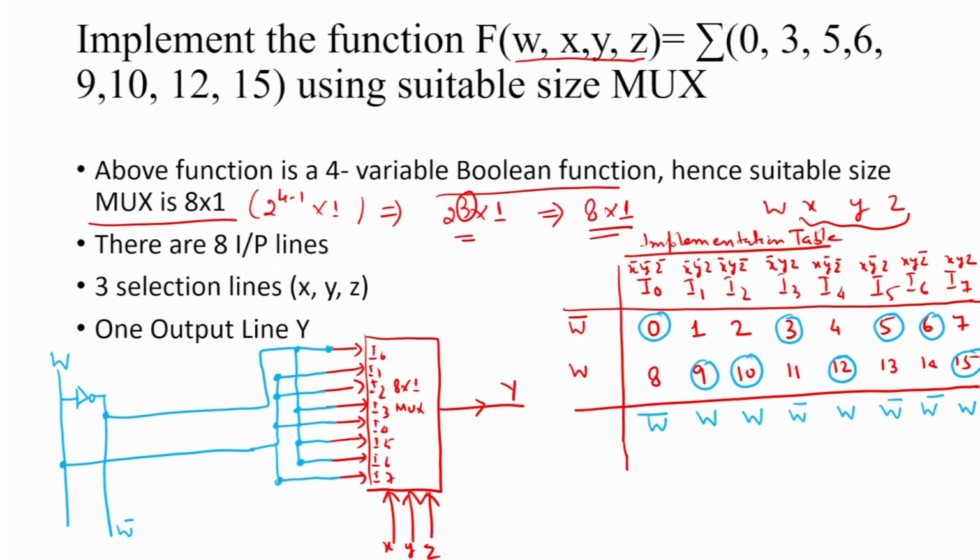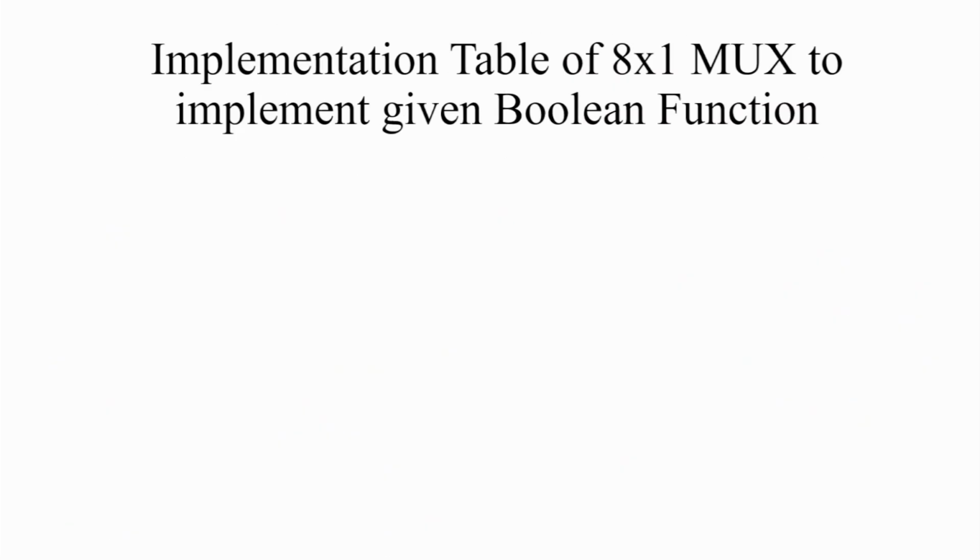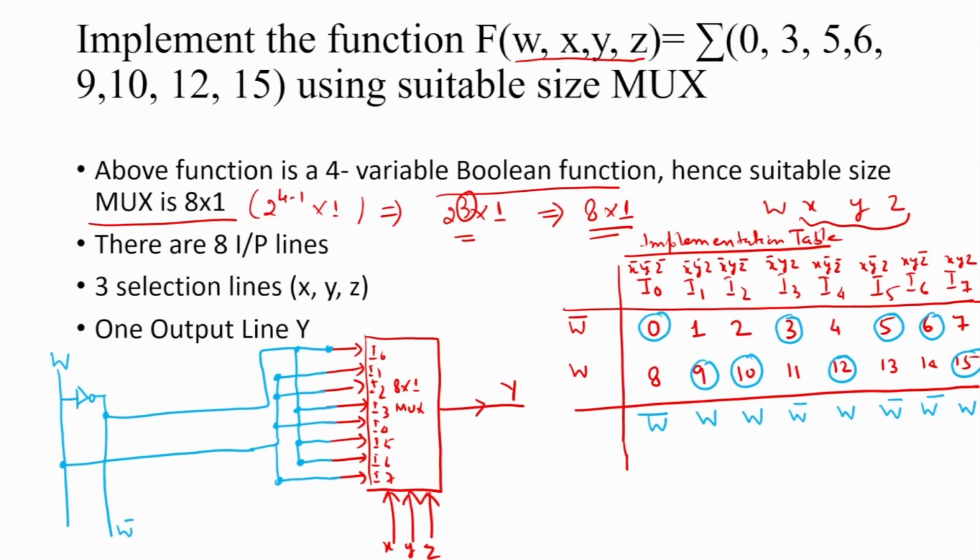Now, what happens when we make another implementation table of the same function? Suppose we already designed an implementation table of the given Boolean function. In the implementation table, whatever the value of W, its complement goes through I0. Now suppose we see the value of the input W, X, Y, Z, suppose this is given as 0, 0, 1, 1.